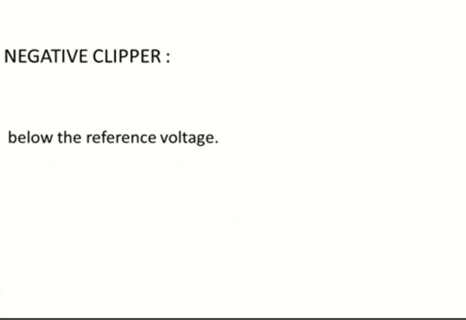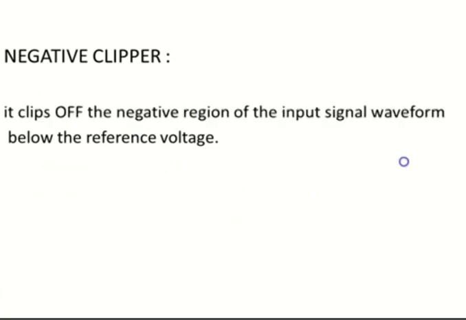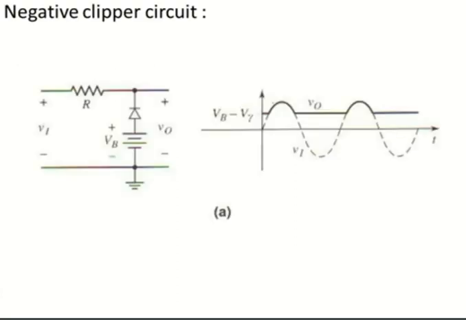Next we will see the negative clipper. The negative clipper clips off the negative region of the input signal below the reference voltage. Here there is a circuit for the negative clipper. The same circuit used for the positive clipper can be used for the negative clipper, but there is a slight difference: the position of the diode is altered.